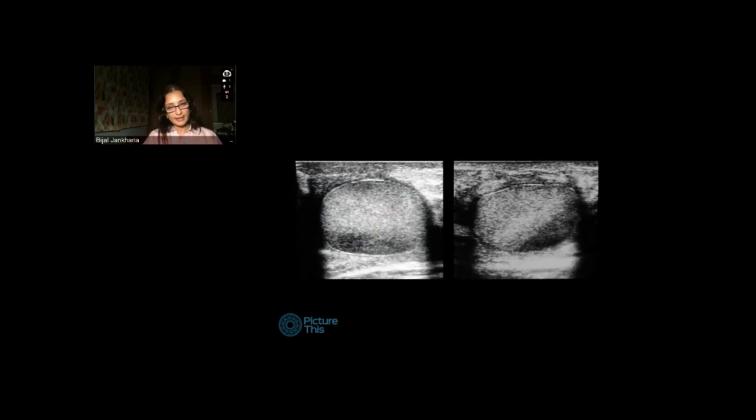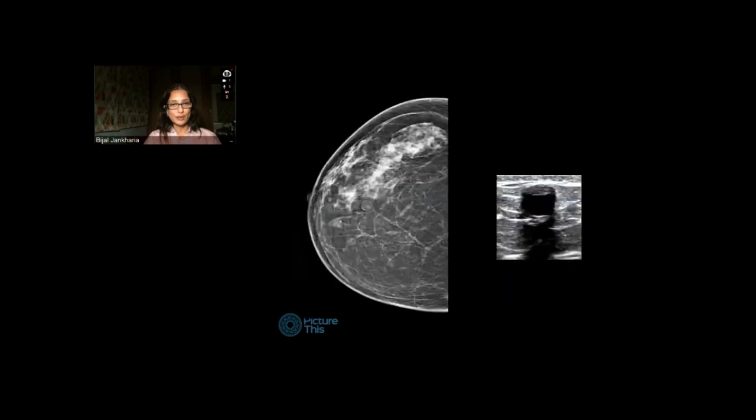This lady was lactating and complained of a lump in the breast. We did an ultrasound and we can actually see a fluid layer with the echogenic layer on top. When we turned her, it moved to that side, and this is nothing but a galactocele in the breast. We are 100% sure that it is benign, BI-RADS category 2.